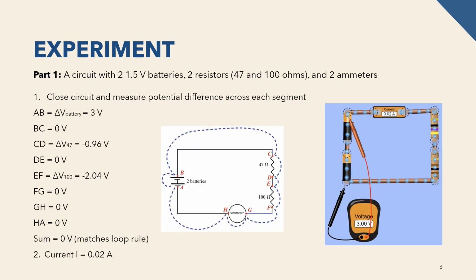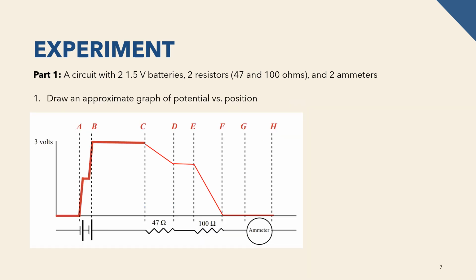Closing the circuit, the potential difference was measured across each segment, and the sum results in 0 volts, which is expected based on the loop rule. The current remains at 0.02 amps.